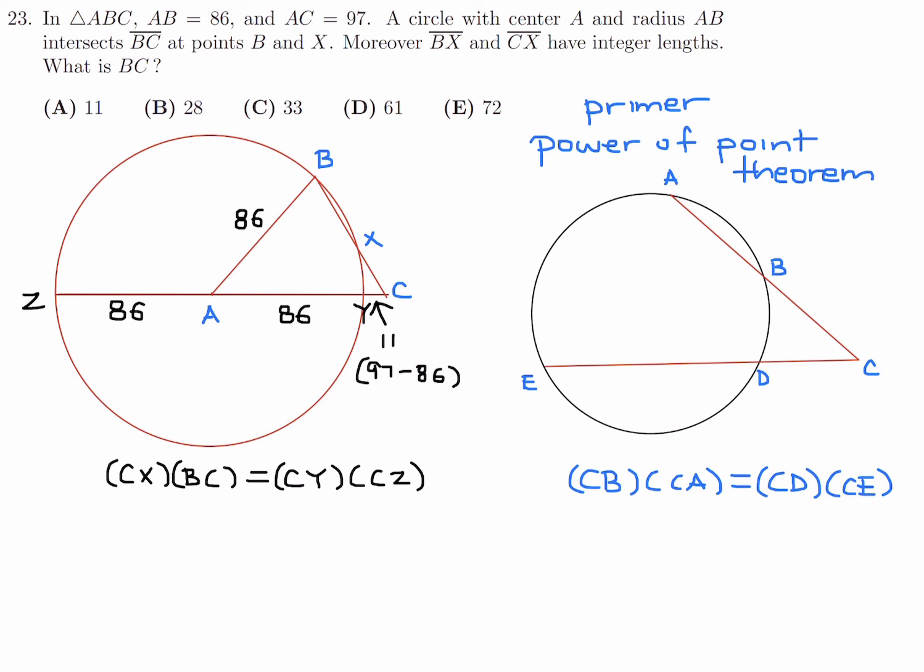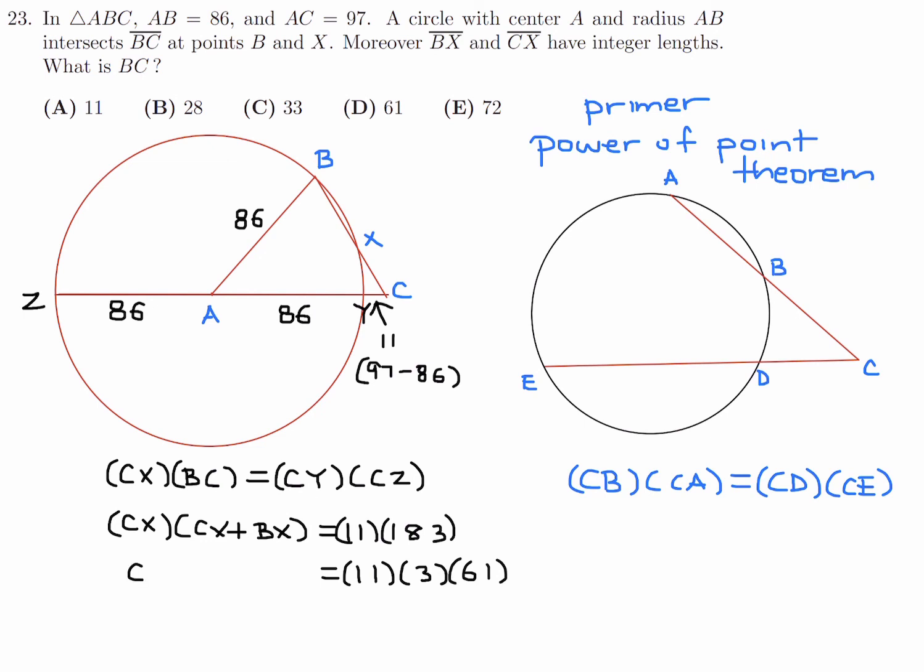Let's fill in what we know. CX we don't know. BC we can break up into CX plus BX. And then CY we do know, that's 11. And then CZ is all the way from C to Z. So that's basically going to be 11 plus 86 plus 86, which is 183. Like that. And then 11's already prime. 183 is 3 times 61. That's the prime factors of 183. And this is still CX plus BX.